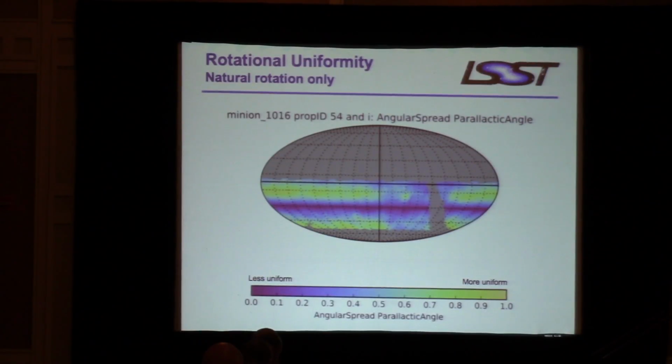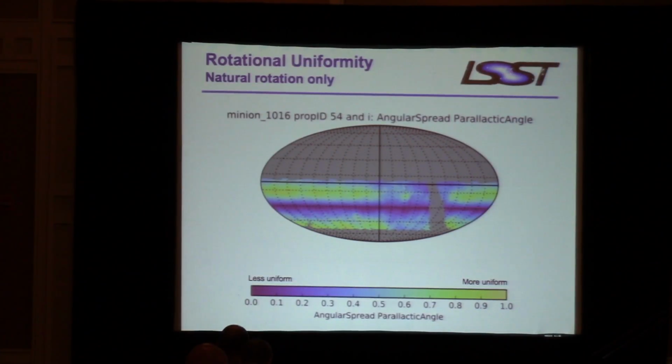RotSkyPos is not the only angle, however, that could be of interest. So the parallactic angle can also matter for weak lensing. That's the angle between north on the sky and zenith, wherever you happen to be pointing the telescope. And that's important because differential chromatic refraction acts along the zenith direction. So if you think there may be systematics due to differential chromatic refraction, you may want to try and optimize the distribution of the parallactic angle too.